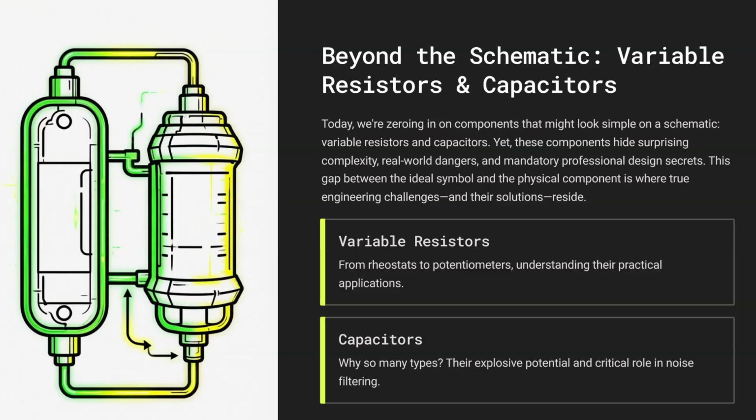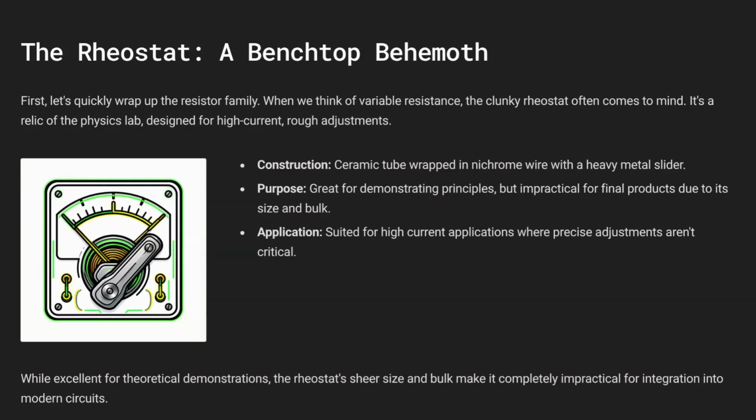Okay, let's do it. Let's jump into that variable resistor segment first. Now, when I think of variable resistance, I immediately picture that big, clunky thing from a physics lab, the rheostat. The rheostat, yeah. It's really a relic of the lab, built for high current, rough adjustments. We're talking a ceramic tube wrapped in nichrome wire with this heavy metal slider making the third connection. It's great for demonstrating principles, but the moment you need to put variable resistance into a practical circuit, it's just completely impractical. The size, the bulk.